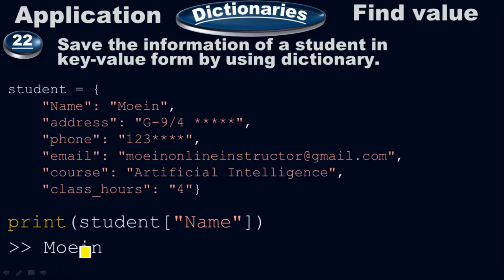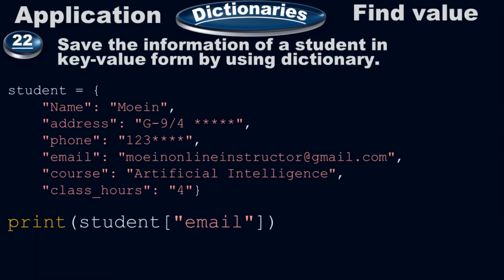Moein in the output. But don't forget, you have to put student here. What is student? Student is the variable name. Whatever name you have here, you have to put there. If it is student, you have to put student. If it is A, you have to put A. If it is B, you have to put B. It depends on the name of this variable. So print of student of name will return Moein.